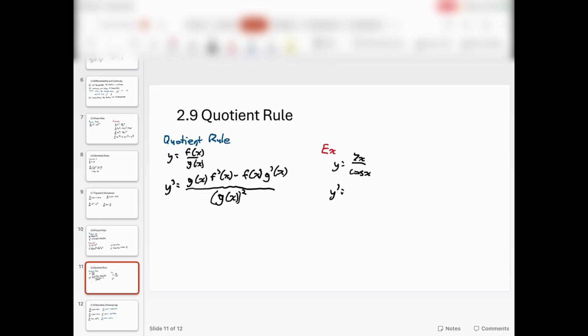So now using this function over here, let's take the derivative. So you would do the derivative of the top, which would be 7, times, you leave the bottom, so it'd be cosine x, minus the top, so it'd be 7x, times the derivative of the bottom, which would be negative sine x. Then you divide the whole thing by the bottom squared, so it'd be cosine squared x.